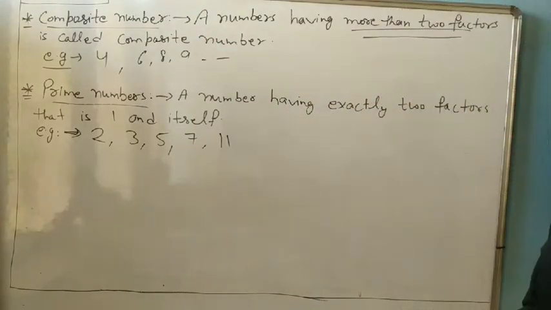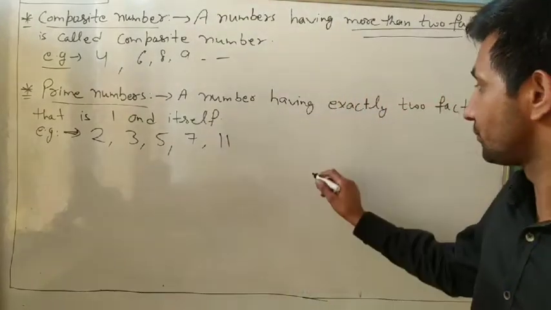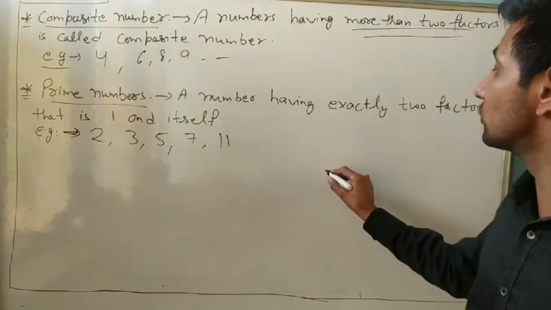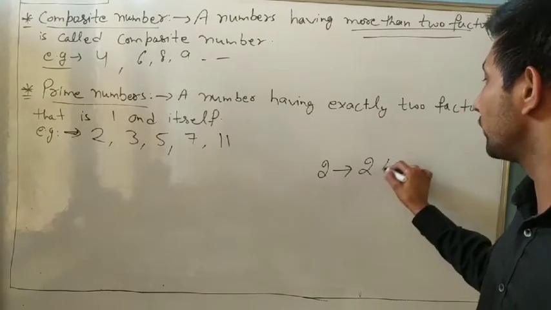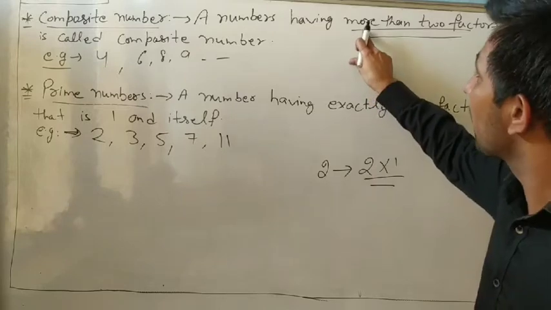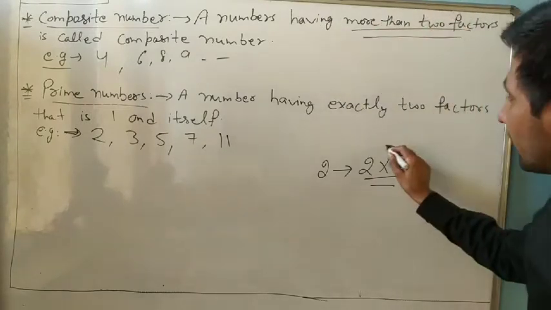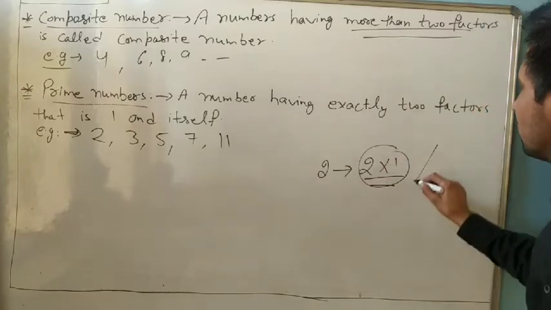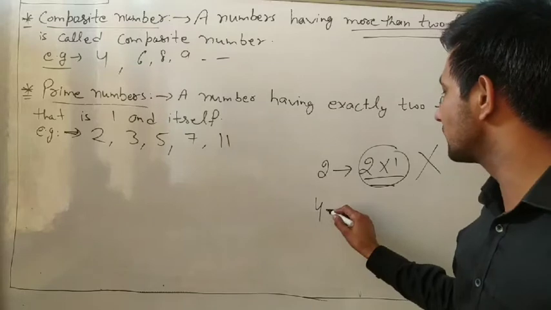So what is the first composite number? 4 is the first composite number. Why? Because 2 is not a composite number. What are the factors of 2? 2 into 1, only 2 factors. But a composite number means how many factors? More than 2. But here there are only 2 factors, so it is not a composite number. But 4 is a composite number.